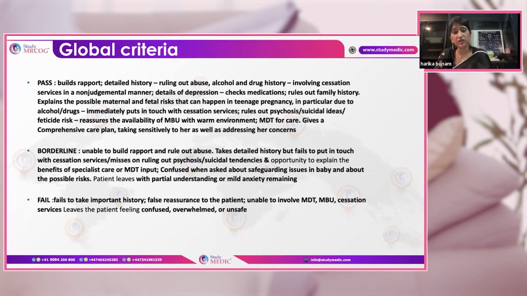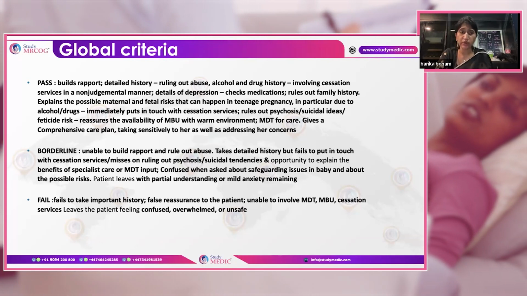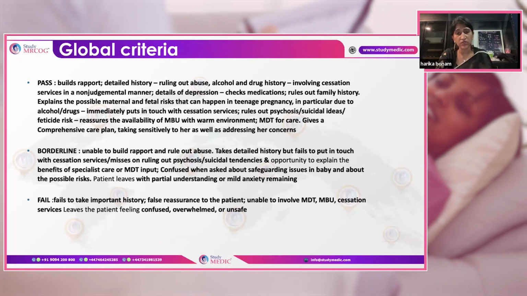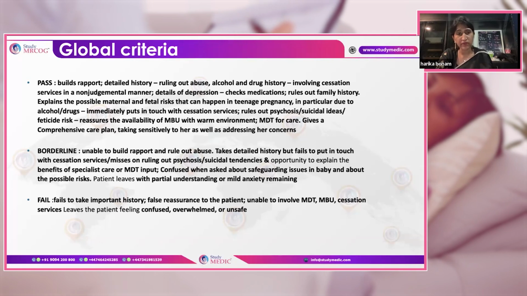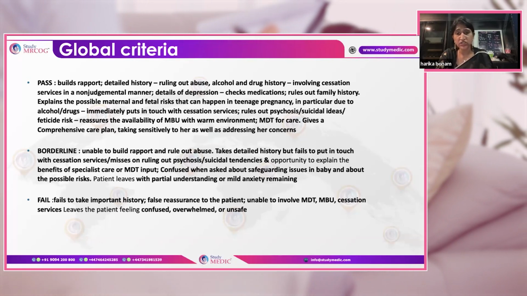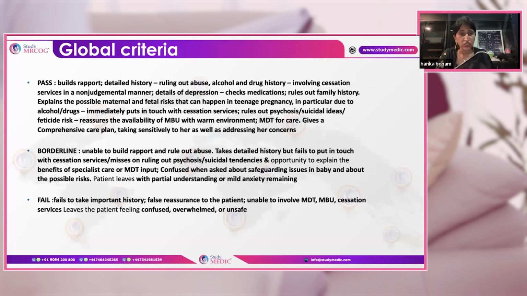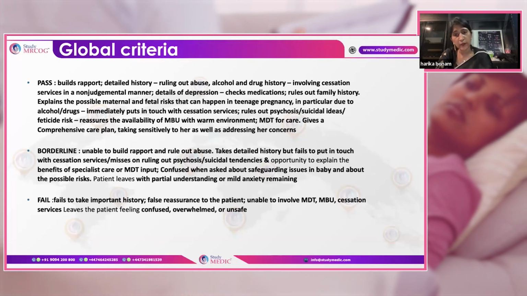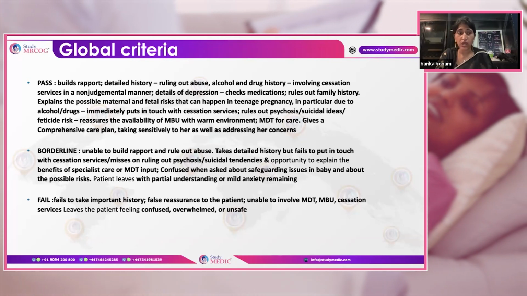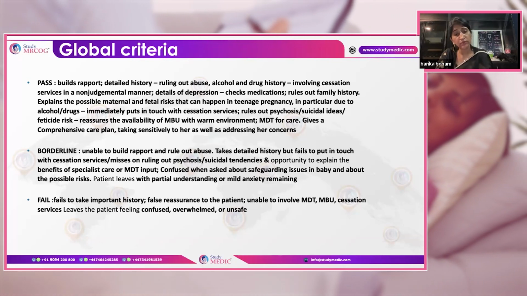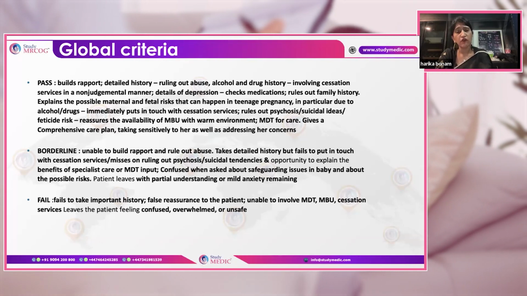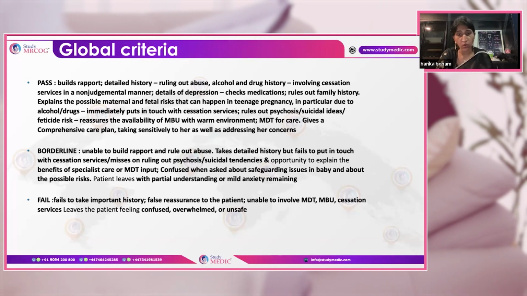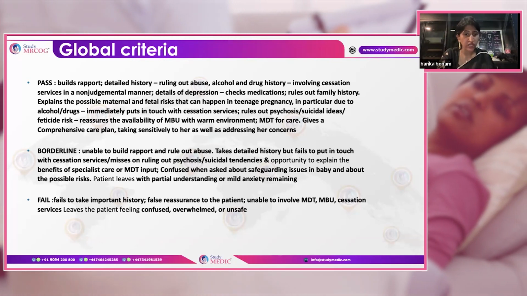In case you're unable to build rapport or rule out abuse, you do take history, but only partly, not being able to put in touch with cessation services, miss on ruling out psychosis, suicidal tendencies, or you don't involve MDT or partly involve MDT. When the patient is still confused and you don't talk about safeguarding issues, and patient leaves with partial understanding or mild anxiety, then you'll be given a borderline score, and will be given a fail score if you fail to take important points in the history, especially the asterisk points, false reassurance to the patient that baby will not be taken away, don't worry, we'll take care, and all those kind of things, without involving the MDT, MBU, or cessation services, or leaving the patient confused.